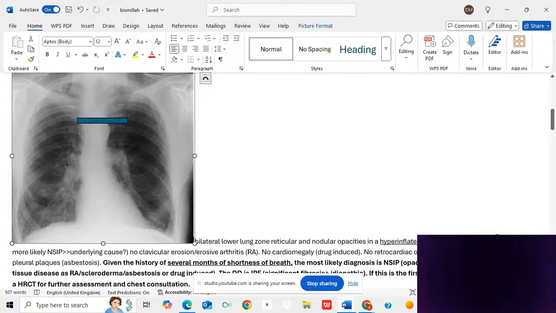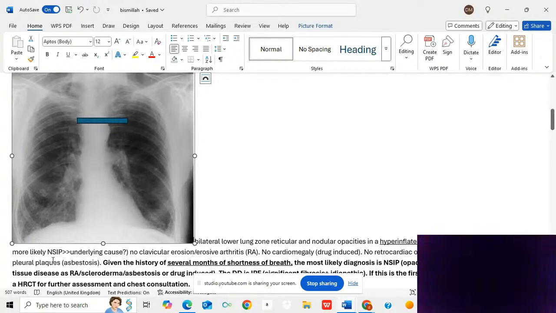This is very important to differentiate between non-specific interstitial pneumonia and idiopathic pulmonary fibrosis. Because if this lung were an example of idiopathic pulmonary fibrosis, it won't be like this. The reticular opacities will cause a significant decrease in the lung volume, significant volume loss. So opacities in hyperinflated lungs with no volume loss are more likely to be non-specific interstitial pneumonia.